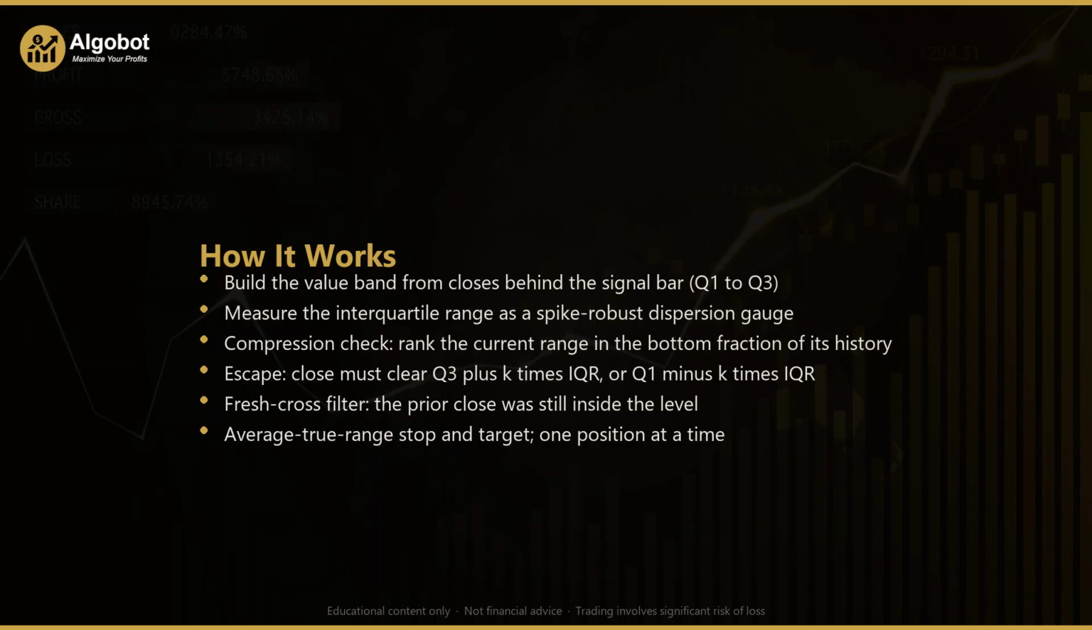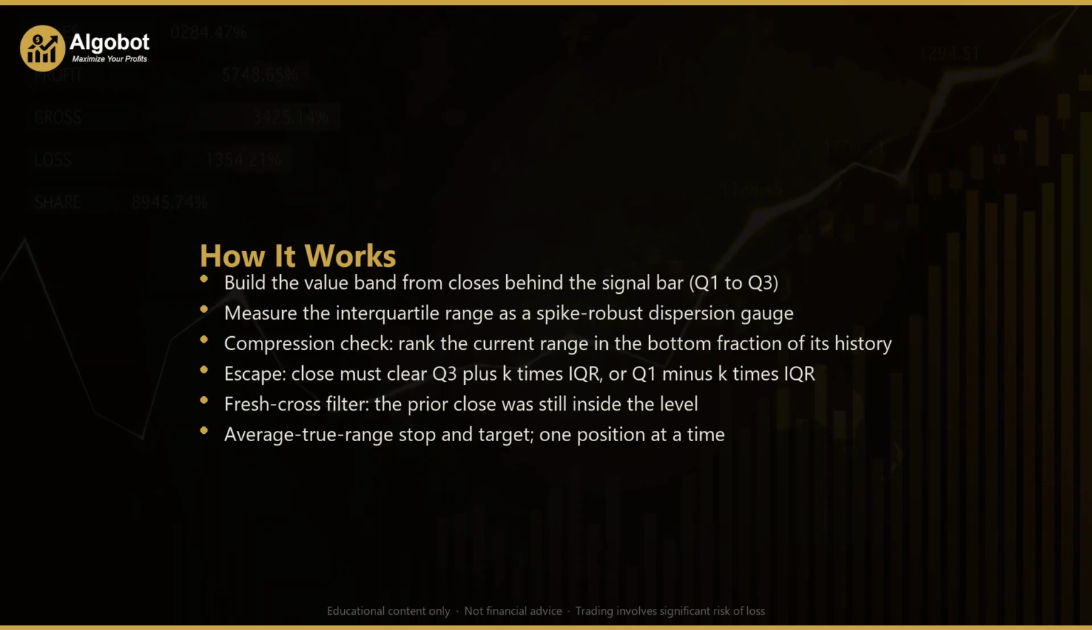Third, if the market is compressed, it runs the escape test on the just completed close. The upper level is Q3 plus the breakout multiplier times the interquartile range. The lower level is Q1 minus that same margin. The default multiplier is 1/2. If the completed close finished above the upper level, and the prior close was still inside it, the strategy signals a long. If the completed close finished below the lower level, with the prior close still inside, it signals a short. That prior close check is a fresh cross filter, which keeps the strategy from chasing a move that has already extended. The strategy also allows only one position at a time for its magic number, so it won't stack trades.